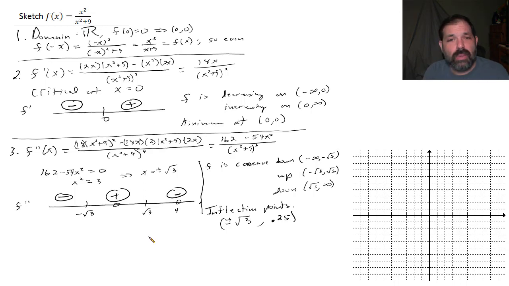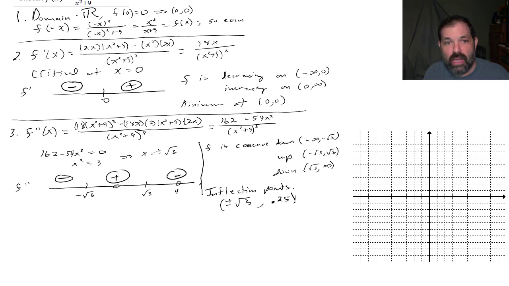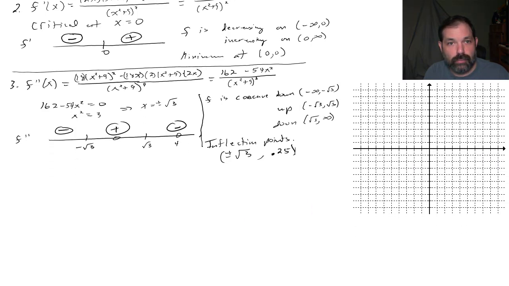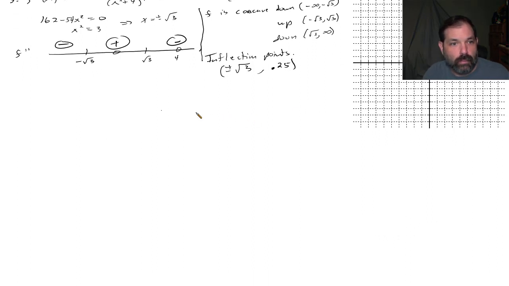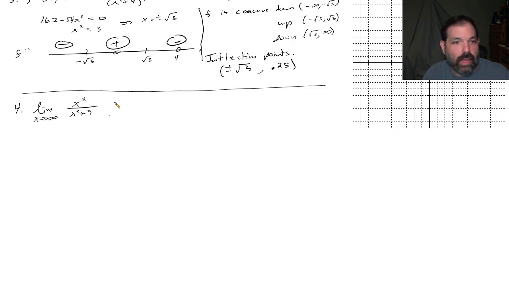Now, what's next? End behavior. What happens if we take the limits at positive or negative infinity for the function? So let's take the limit as x approaches infinity of x squared over x squared plus 9. And we could either use algebra or L'Hopital's rule here. What I'll do is I'll just use the algebraic technique.